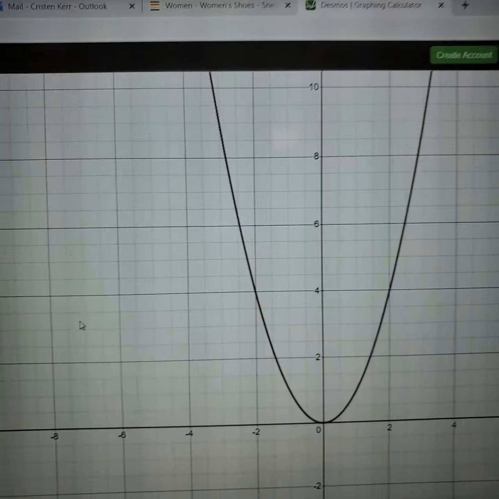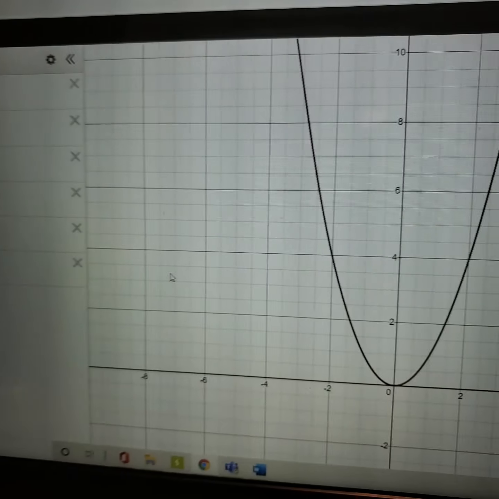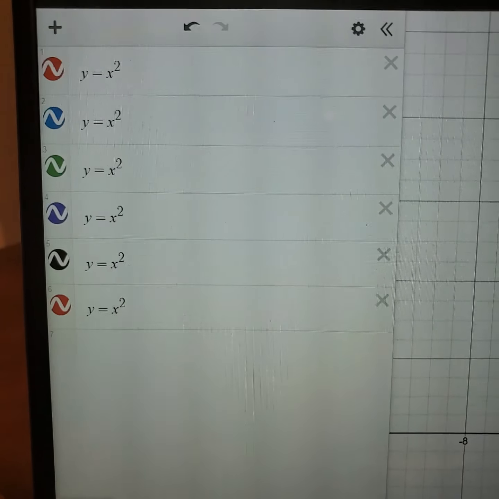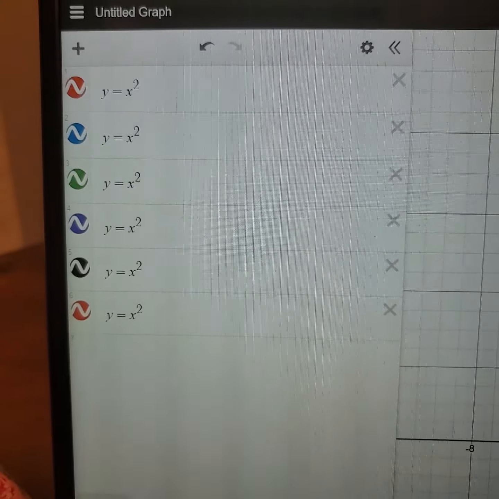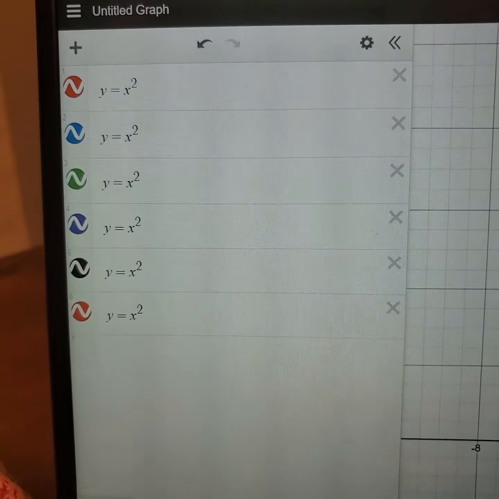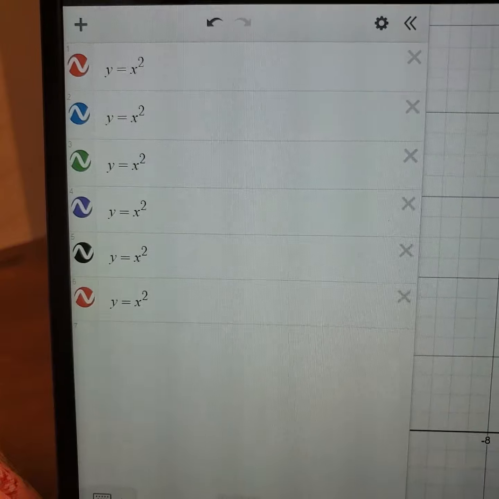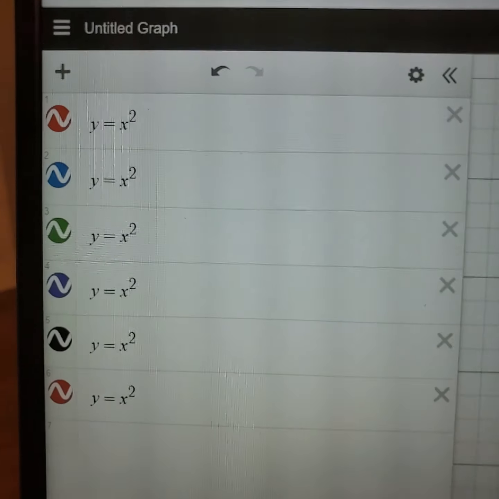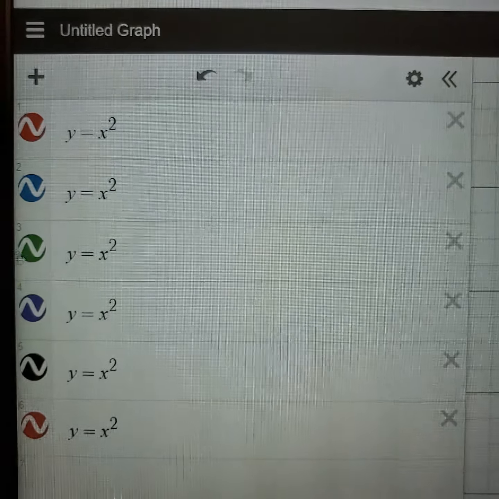Okay, I am now in Desmos. I'm sure you used this in grade 9. If I were in class, I would be graphing all of these by hand. I just think this is a little bit more efficient for this virtual lesson. So if we look at our first graph in red, I'm not sure how well you can see that, that is the graph of y equals x squared.